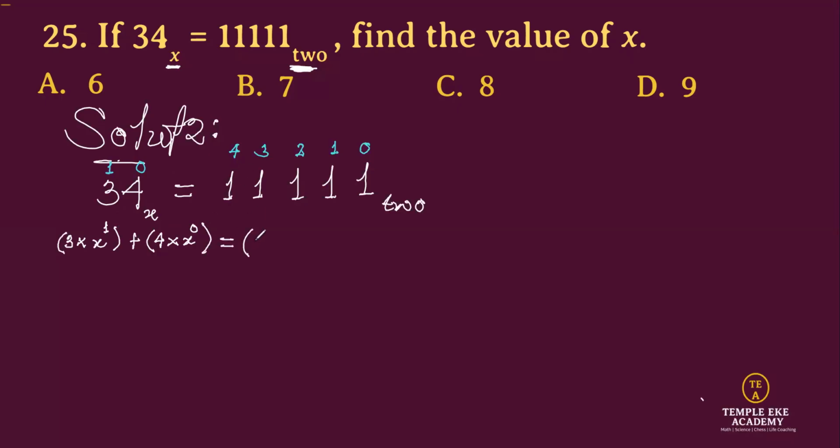So this is going to be 1 multiplied by the base 2 raised to the power 4, then plus the next digit, which is 1, multiplied by the base 2 raised to the power 3. We take the next digit, plus 1 multiplied by the base 2 raised to the power 2.